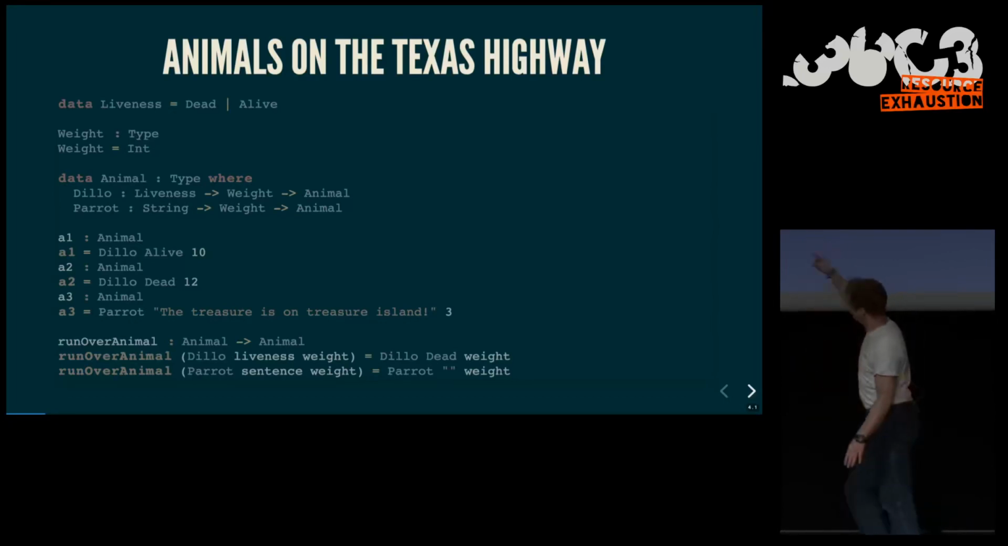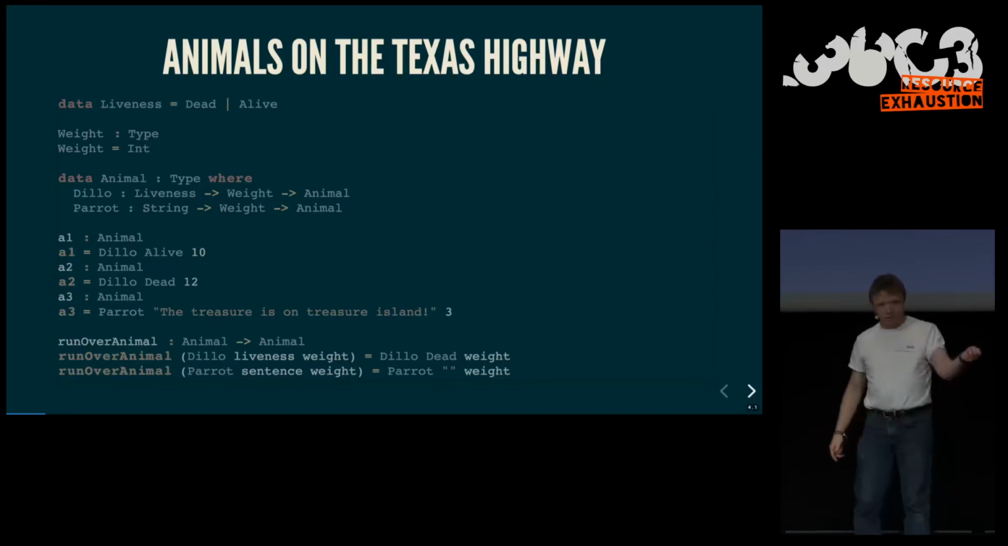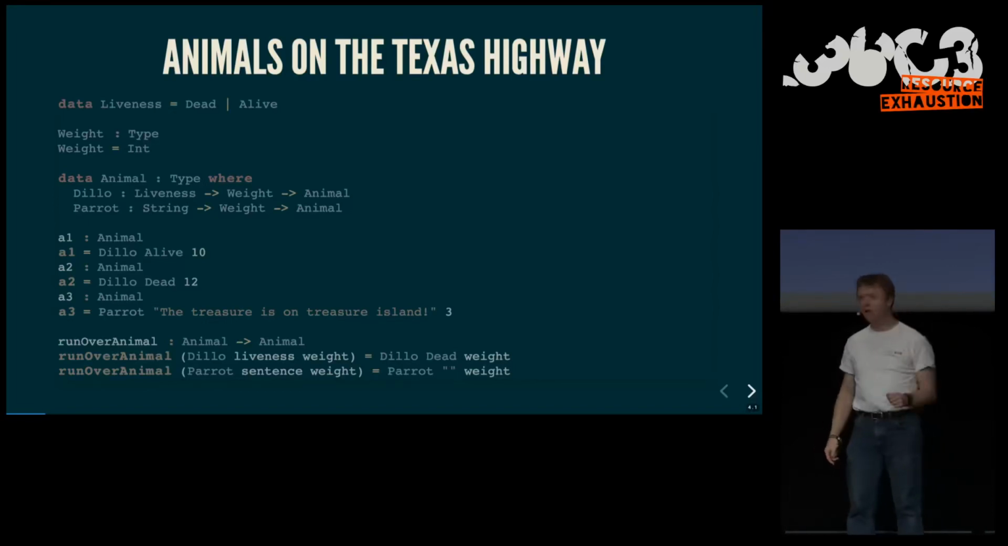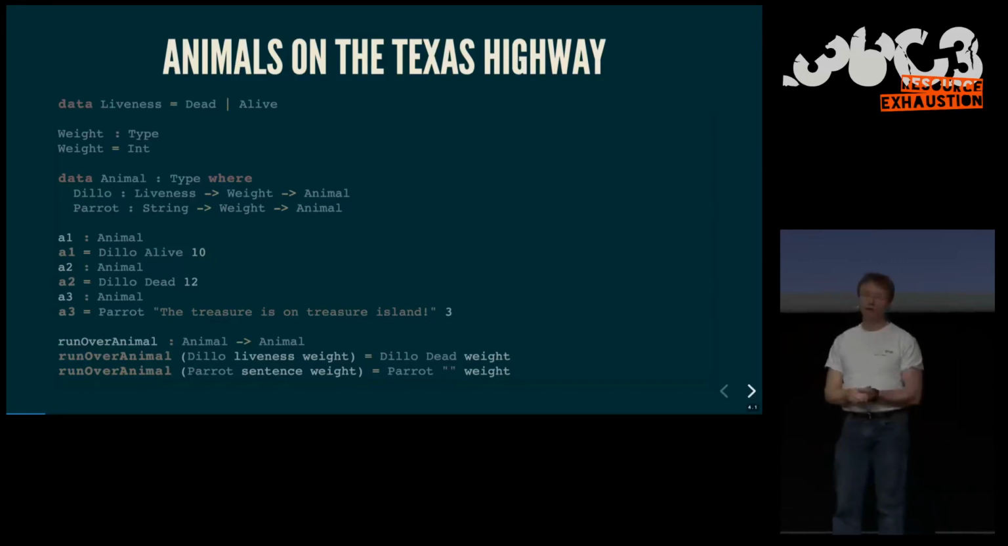And so run over animal, you can see the type signature that says an animal goes in, an animal goes out, and what it really means is the state of the animal goes in before it gets run over, and the state of the animal after it gets run over comes out. And then, well, we know there's two different kinds of animals, and that means that for the definition of run over animal, we need what's called equations.